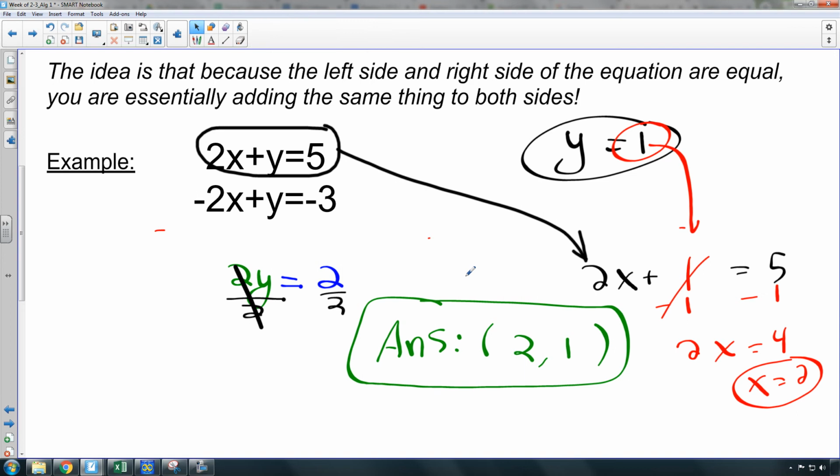That's the easiest type of problem. Sometimes they don't cancel out so nicely, and part of our job will be making them cancel out nicely. But in this case, when we had a 2x and a negative 2x, the same number but different signs, and the same variable, they cancel out well. And the elimination method is your smartest choice for these kinds of problems.